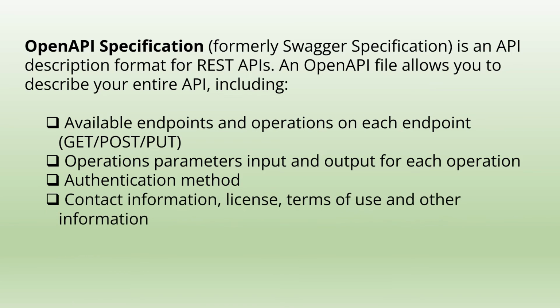So in addition to these technical details, an API file can also include information such as the API's contact information, license information, terms of use, and other important details. This makes it easier for API consumers to understand the API's policies and to know how to use the API in a legal and responsible manner.